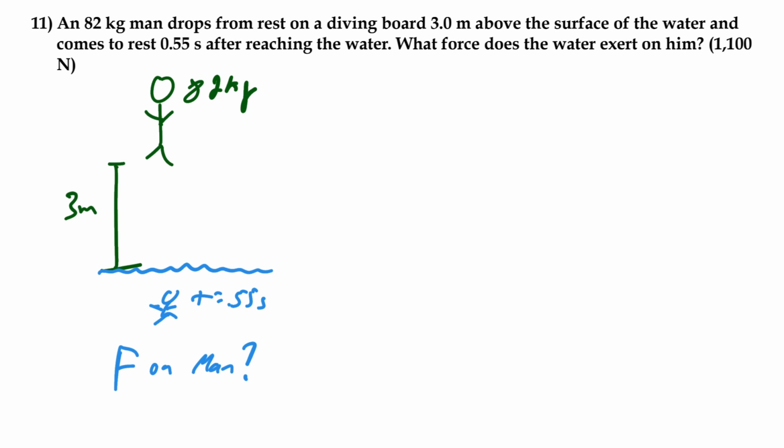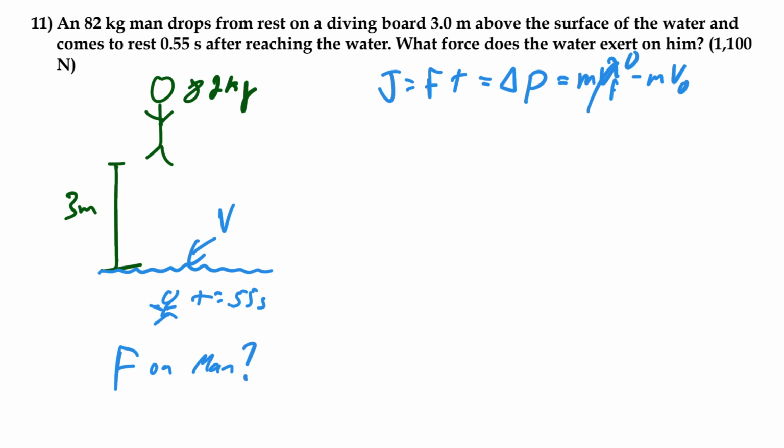Okay, so this is kind of a two-part problem. The first thing we want to do is figure out how fast the guy is moving here. Actually, just think about it in reverse. If we're looking for the force, remember our impulse is force times time. If we're looking for the force on the man, that's going to be equal to the change in momentum. Well, to find the change in momentum, we need to know the mass and velocity before and after the man hits the water. We know the velocity afterwards is going to be 0 because he stops. So we want to find the velocity before he hits the water, and therefore we know the momentum before he hits the water, and therefore we can find the impulse.